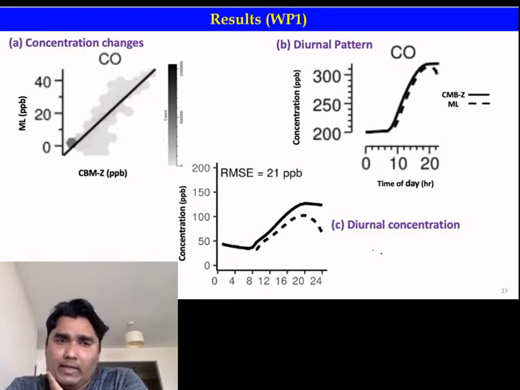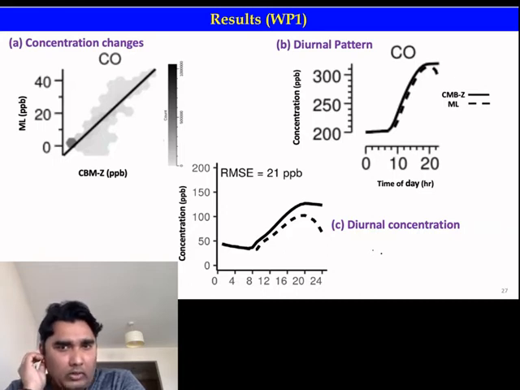These are a few results which you can see. We did samples of roughly about 10 million simulations for that. And you can see the concentration for carbon monoxide and the diurnal pattern. You can clearly see that the machine learning algorithm is able to replicate this CB6 to a certain extent.